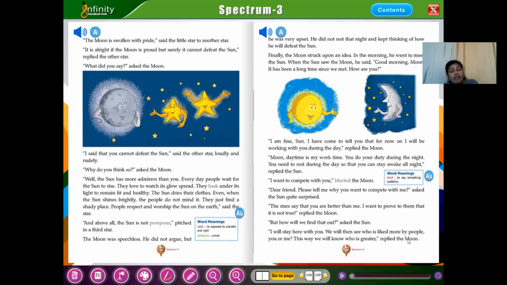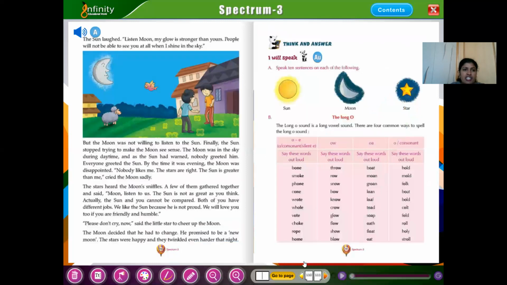When the sun asked how they could prove who is better, the moon answered, "I will also stay with you in the daytime. Then we will see whom the people like the most, you or me. This way we will find out who is greater." So the moon said he wanted to work with the sun in the daytime, and if both were working, they would see whom the people respect more, and who is the better, the greater.